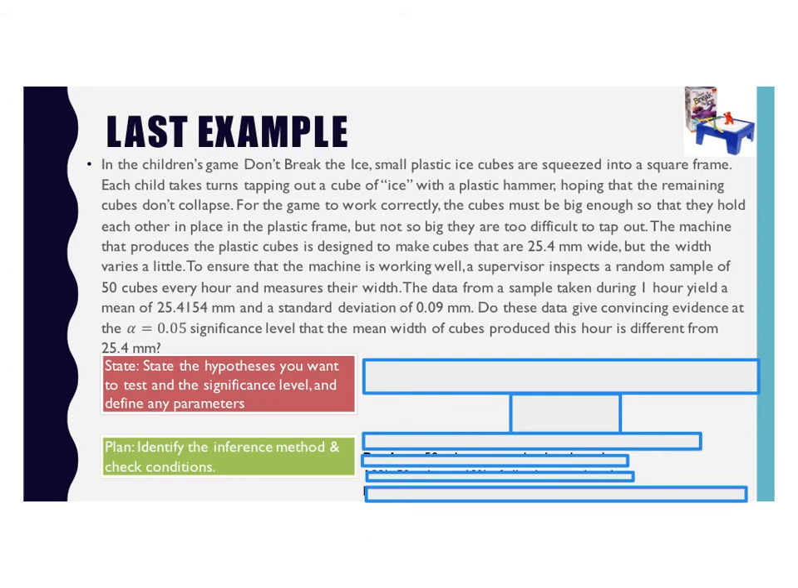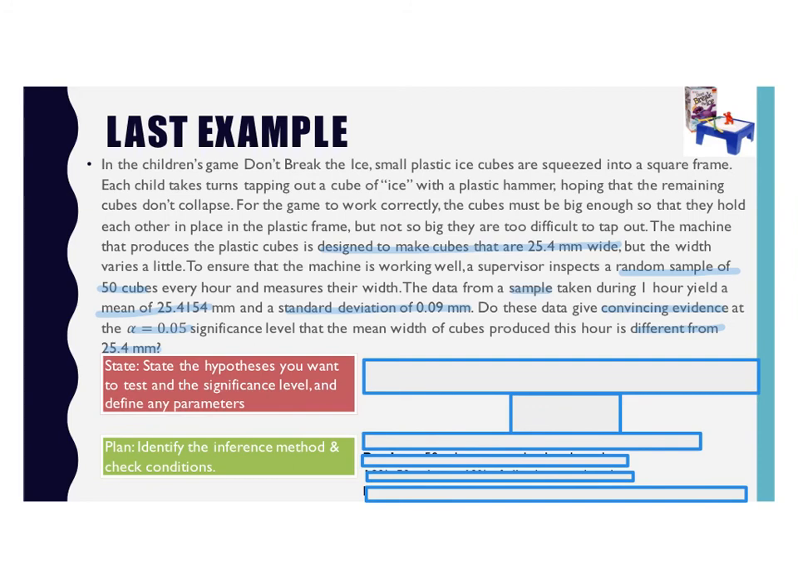A couple of key things that we need to underline. It says the cubes are designed to be 25.4 millimeters wide. Notice we have a random sample of 50. We have a sample mean of 25.4154 and standard deviation of 0.09. If I see convincing evidence, that tells my brain I need a hypothesis test. I have my 5% significance level, and I have different from 25.4 millimeters. So all those are clues to trigger my brain to do a one sample t-test.